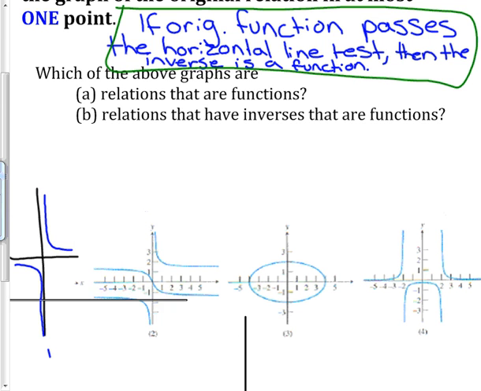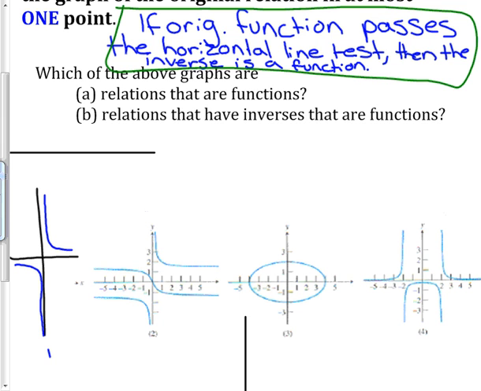Does it pass the horizontal line test? Yep, passes that too. What does that mean? Its inverse will be a function.